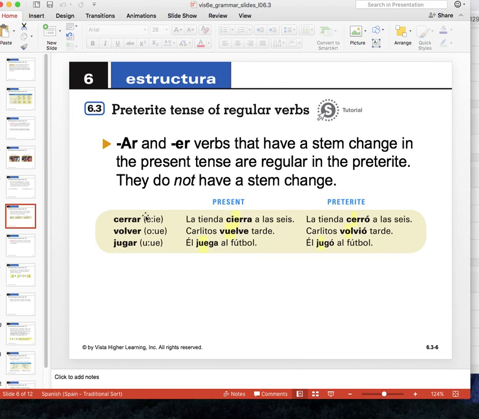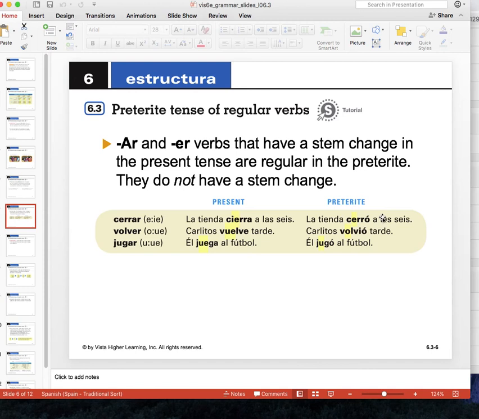So for instance, here are three categories: the E to IE, O to UE, and U to UE. So cerrar, volver, and jugar. In the present, we see the stem change. La tienda cierra a las 6. Carlitos vuelve tarde. Él juega al fútbol. All those stem changes disappear in the preterit.